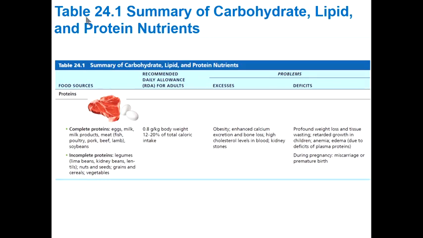So now we can finish off table 24.1, but we're looking at proteins, that macronutrient. The food sources that we went through, where complete proteins come from, mainly animal products, and incomplete proteins. The recommended daily allowance, which we can see is 0.8 grams per kilogram of body weight. Excess proteins can lead to obesity, as with any excess macronutrient. Enhanced calcium excretion, which can lead to bone loss, is another result of excess protein intake.